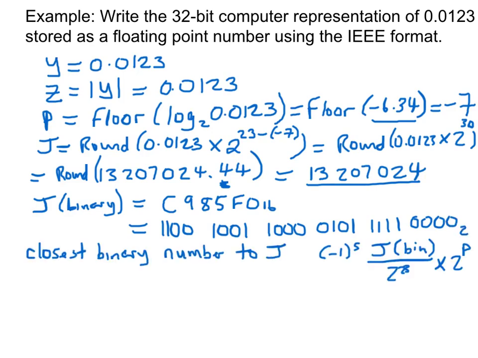Now we find the closest binary number to j, which is given by the formula, this here. So I'll just write it out just to make sure that you have that. So all that does is s, as I said before to you, s is positive, the number is positive, so s is equal to 0.